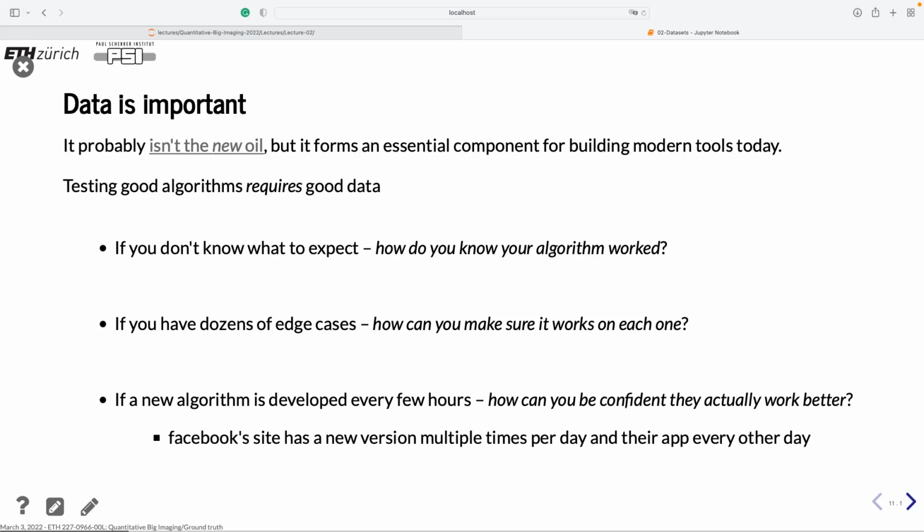And in some cases, there are even algorithms, like for Facebook, apparently they develop new algorithms every hour. And how can you actually know that algorithm A is better than algorithm C or whatever? And for that, you also need a lot of data to really test that the algorithms are performing the way you expect them to.